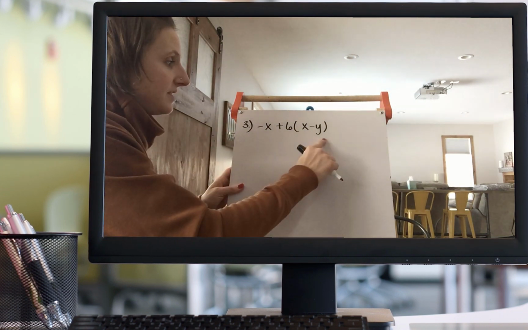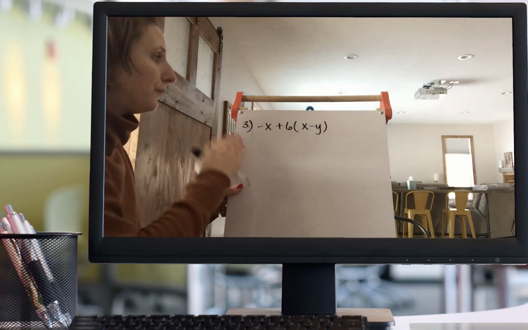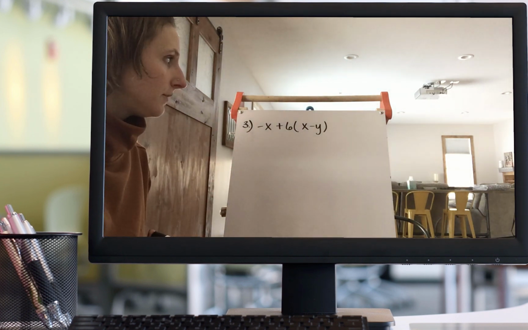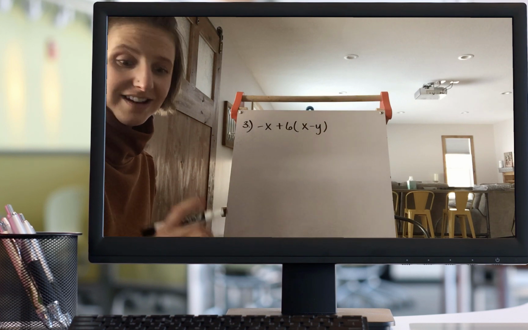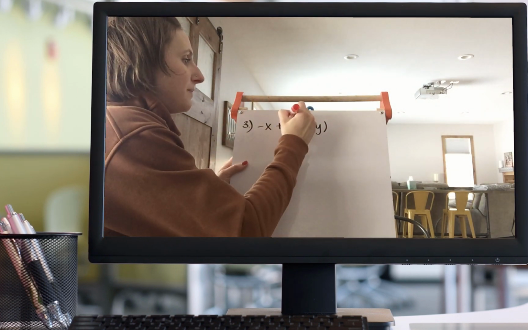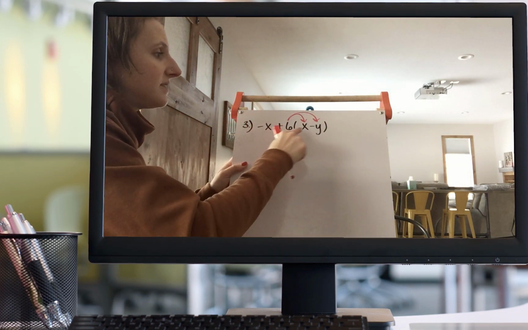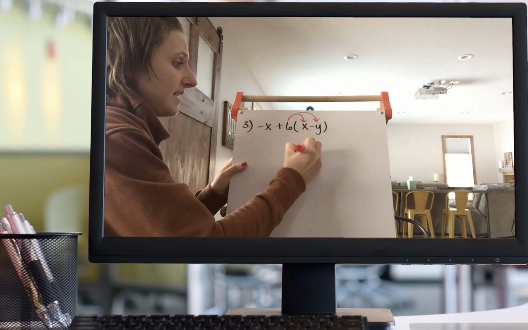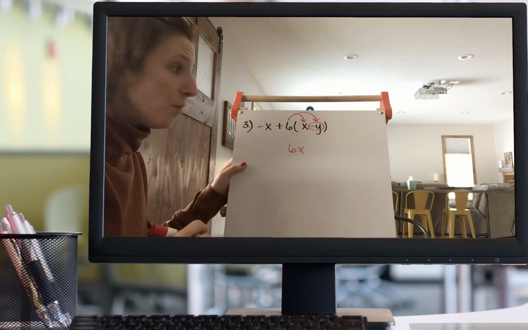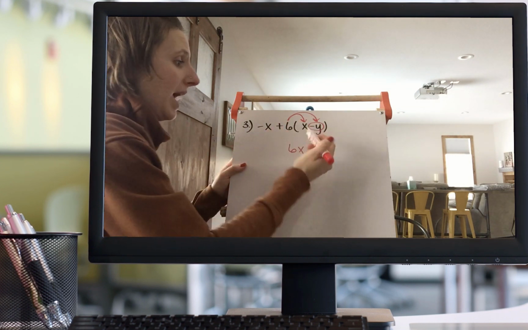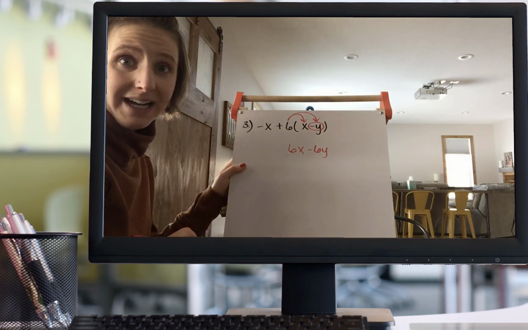Let's start with looking at this expression. We have negative x plus 6 times the quantity x minus y. First, look, is there distributive property present where we could apply it in this expression? Yes, let's go ahead and pass that multiplication to every member inside the parenthesis. 6 times x, that's going to give me 6x. This right here is a minus y, it's like a negative 1y. So 6 times negative y is going to give me negative 6y. Be mindful of those minus signs.